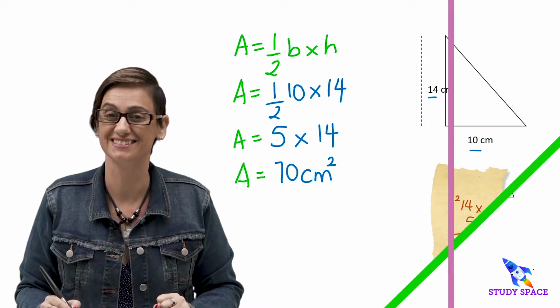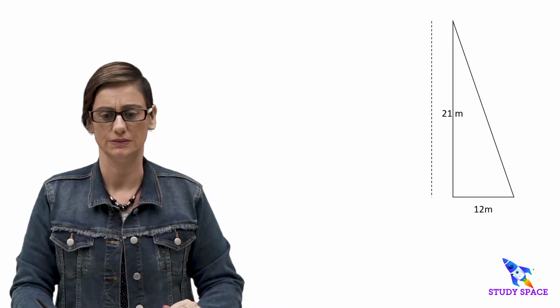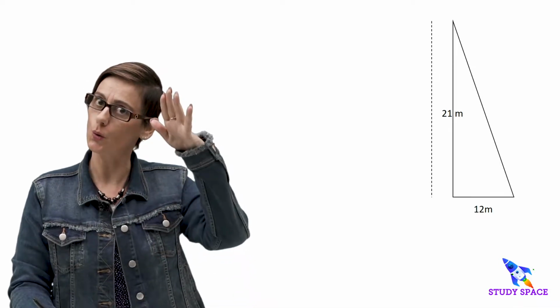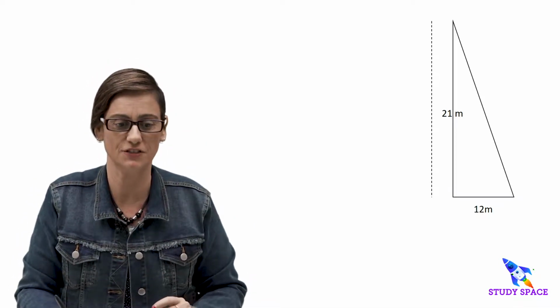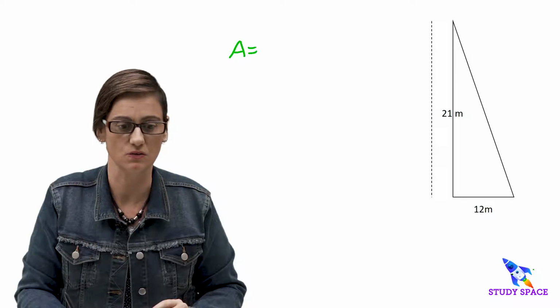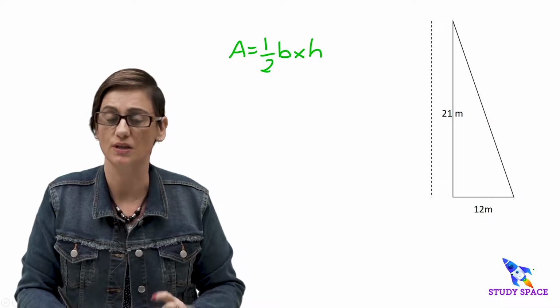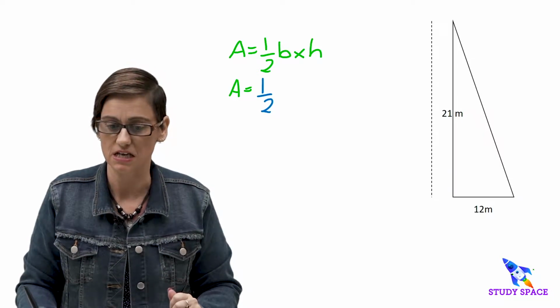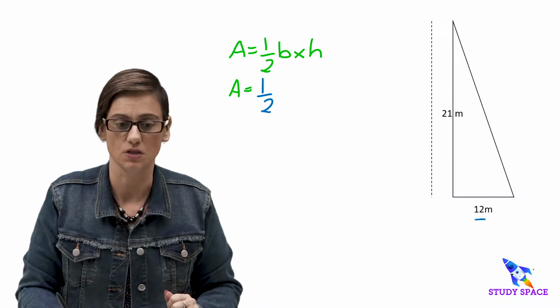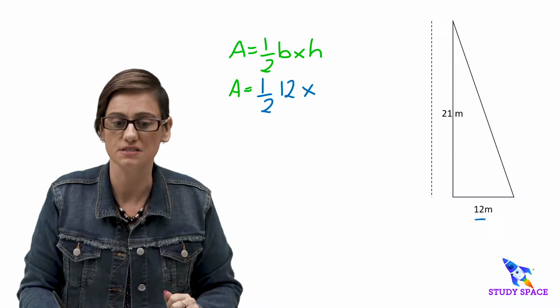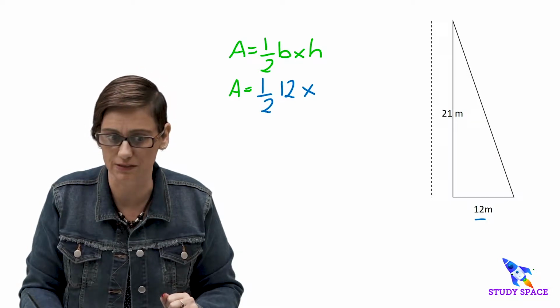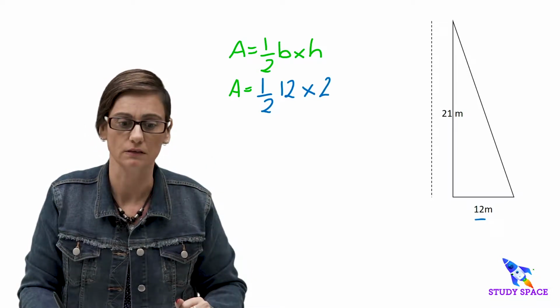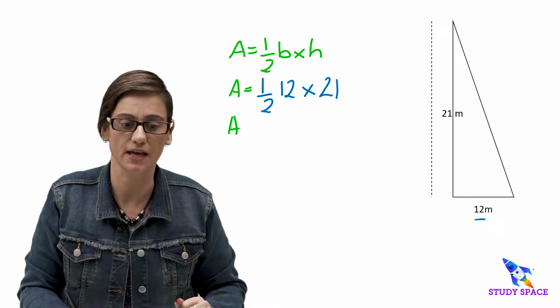Are you ready for another one? So our next example is, this looks a bit weird, doesn't it, boys and girls? Very tall triangle. Okay, so let's have our formula first. So area equals half base times height. Okay, so let's plug those numbers into our formula. So area equals half, so our base in this case is 12. So write the 12 times our height, which is 21. So it's very tall.